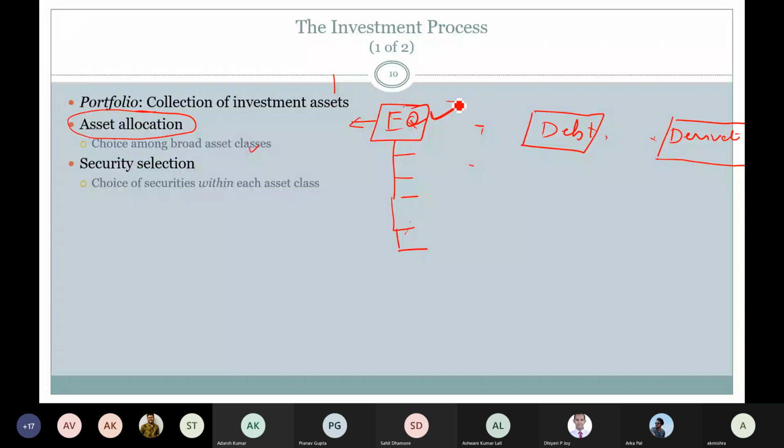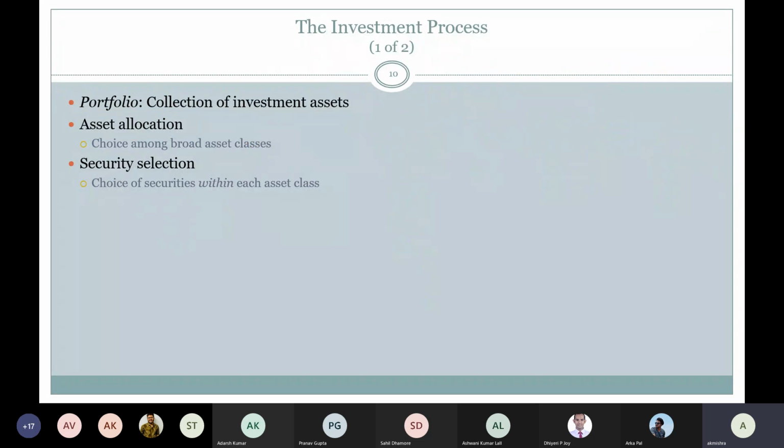So this is basically what we call the top-down approach of portfolio construction or investment process. Most analysts, those who create a portfolio for the long run and then keep updating their portfolio, generally follow this type of approach. They first decide what is going to be their asset allocation, and then within that category they identify securities. So this is what we call the top-down approach of investment process.